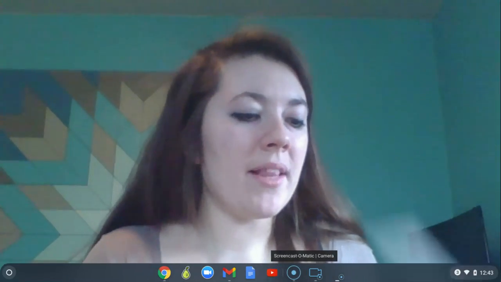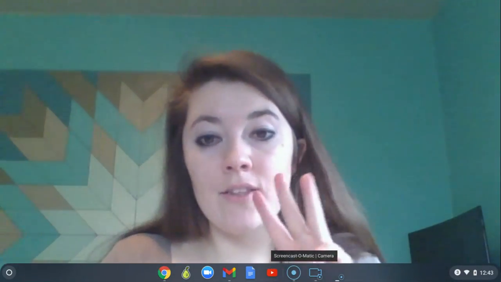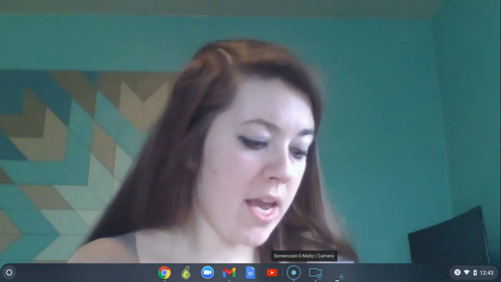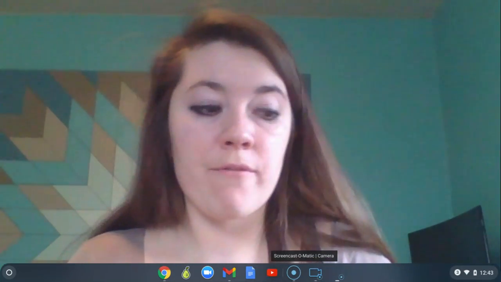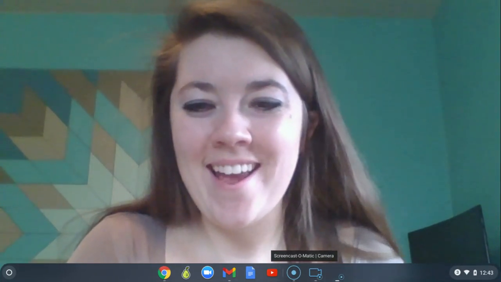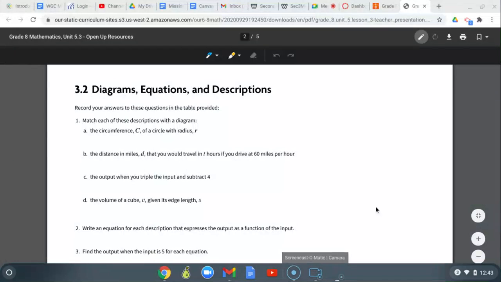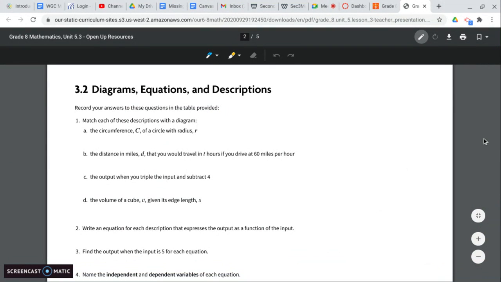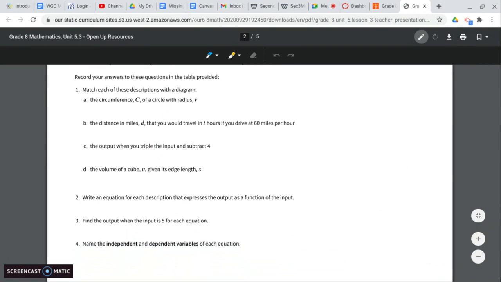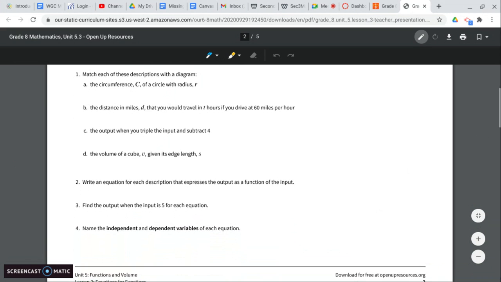Welcome back. So what we're looking at today is unit 5, lesson 3, equations for functions. So let's go ahead and jump right in. All right, so diagrams, equations, and descriptions. Record your answers to these equations in the table provided. So we want to match each of these descriptions with a diagram.